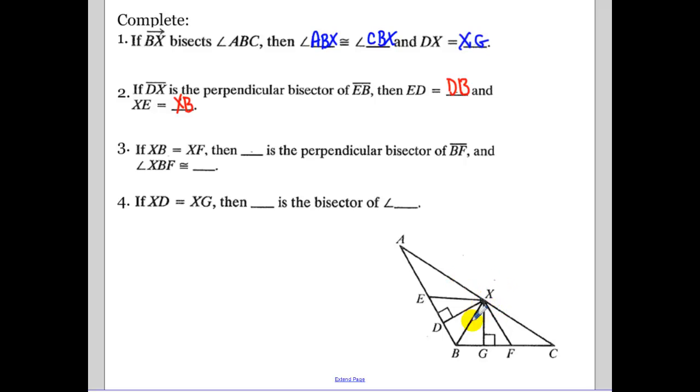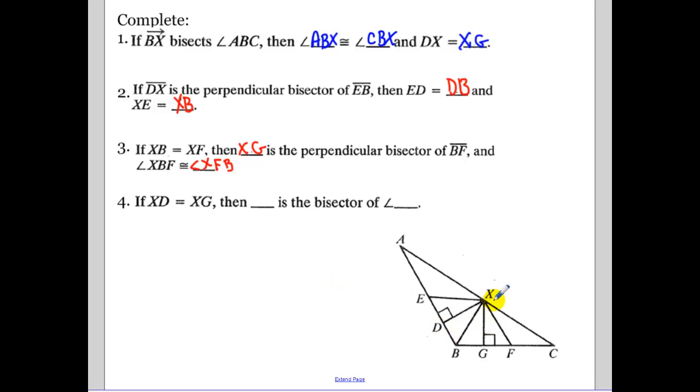Okay, if XB is equal to XF, okay, so I have two segments that are equidistant from the endpoints of segment BF, then XG is going to be our perpendicular bisector because that X is on segment XG. And XBF is equal to XFB, because we have two angles, our two base angles of our isosceles triangle. Okay, next.